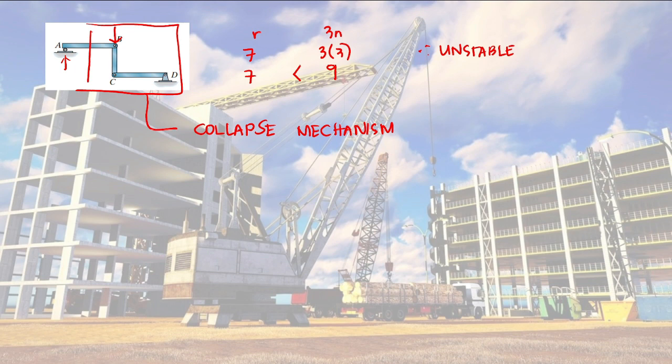Okay? So, in summary, you only have 3 equations, your R and 3N. If it is equal, it is statically determinate. If it is greater than, it is statically indeterminate. And if it is less than, it is unstable. But we also have 3 types of special cases. You have concurrent reactions, you have parallel reactions, and lastly is collapse mechanism. It is automatic unstable.